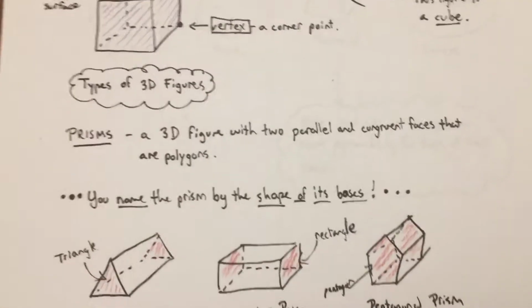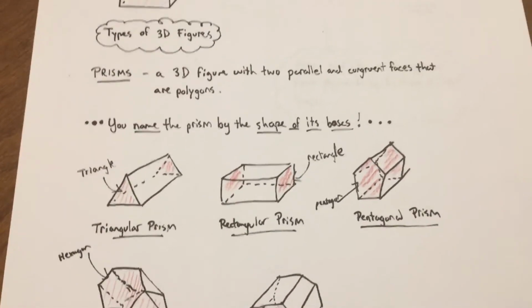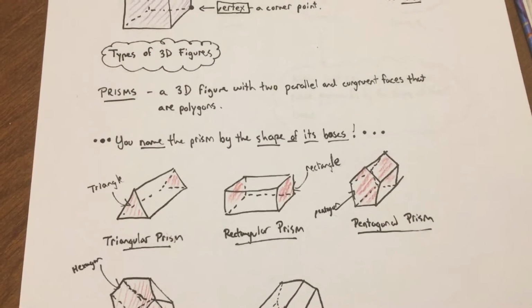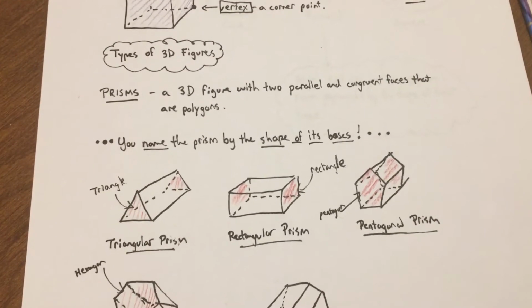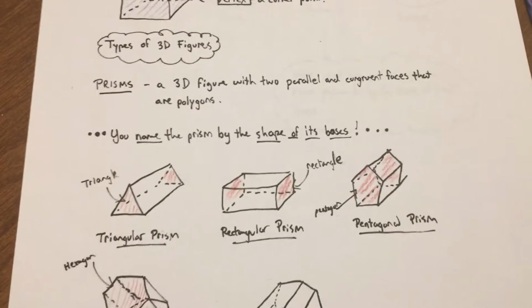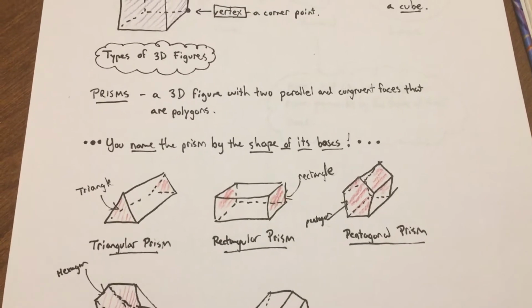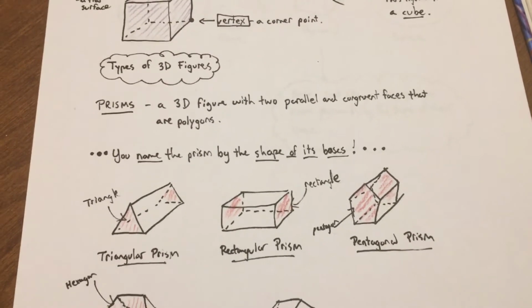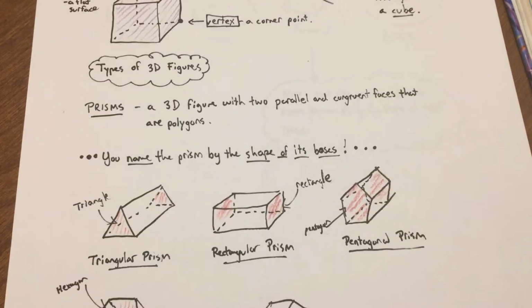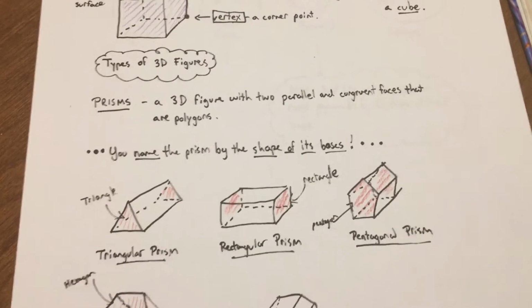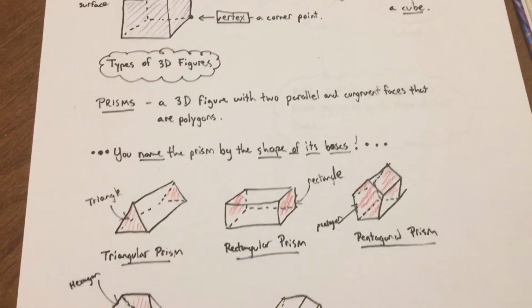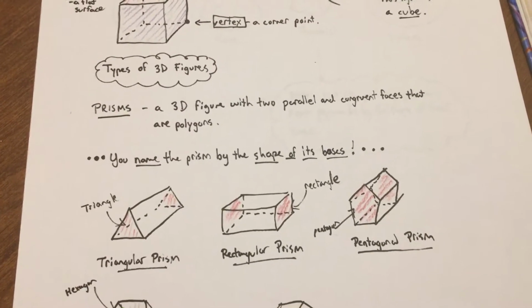Now let's talk about all the different types of 3D figures there are. The main type that we're going to focus on today are prisms. A prism is a 3D figure with two parallel and congruent faces that are polygons. Remember, parallel means that they are opposite faces that are opposite of each other and they do not intersect. And congruent simply means that they are identical in size and shape.